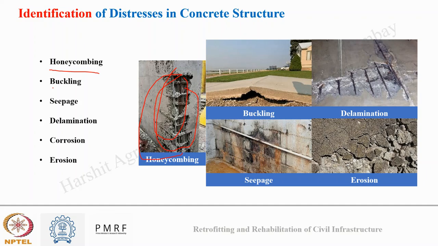Okay. After this, the ninth one is buckling. So we have seen buckling column due to excessive loading. Another reason of buckling can be due to thermal expansion. So here you can see a pavement where thermal expansion led to buckling. Okay. Then we have seepage, the tenth factor.